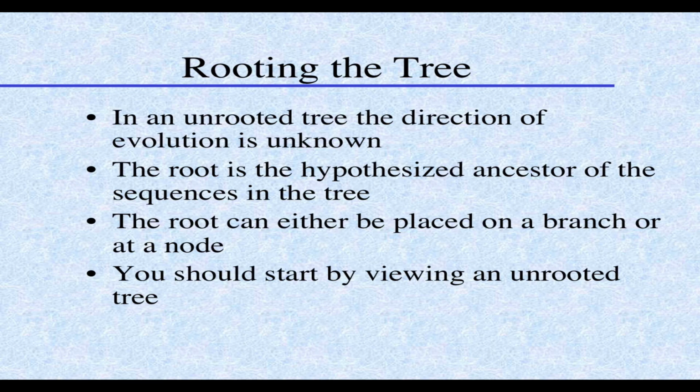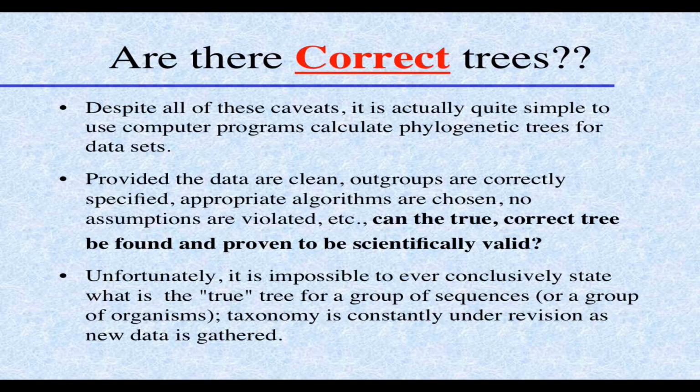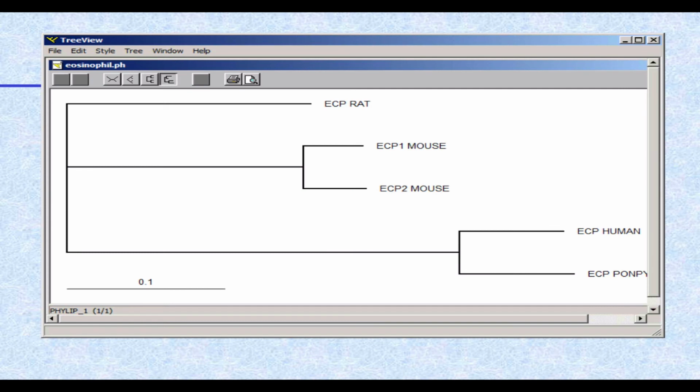So the root can be either placed on a branch or a node. So this is an unrooted tree. And this is a rooted tree, where rat somehow makes a root compared to human, mouse, and chimpanzee.